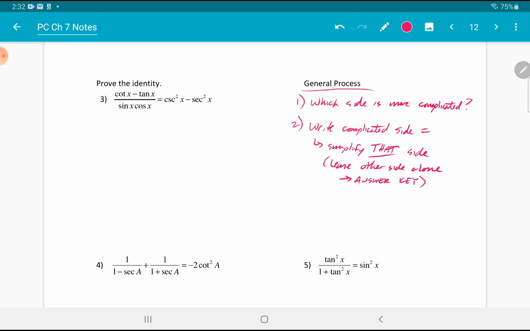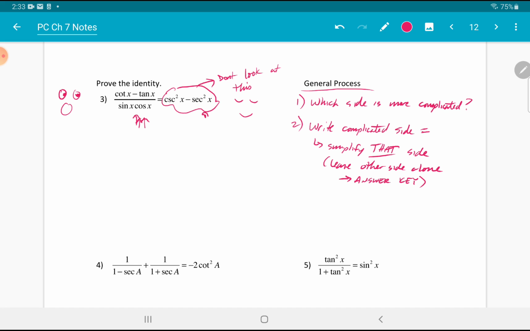So what I mean by that is, as we take a look at example 3 here, as I examine the left side versus the right side, the left side looks a lot more complicated. So what I'm going to do is just kind of leave this alone and just push it away, tuck it aside. Don't look at this. Okay, so we're gonna close our eyes and not look at this side here. What we're gonna do is we're gonna look at this side right here.